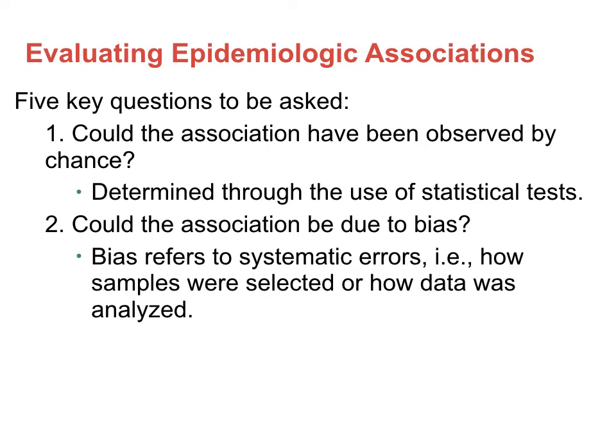So there are 5 questions that we should be running in our head when we're designing and evaluating epi studies for their association or the measure of effect. The first question would be, could the association have been observed by chance? And we determine this through the use of various statistical tests depending on the type of data that are actually being collected. The second question will be, could the association be due to bias? Which I'm going to talk about a little bit later. But bias could be systematic, it could be random, it could be due to how the data is collected, or something else is going on as well.